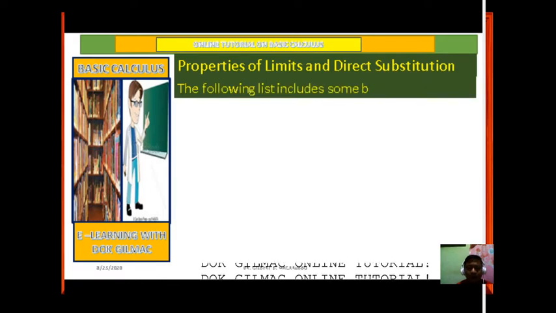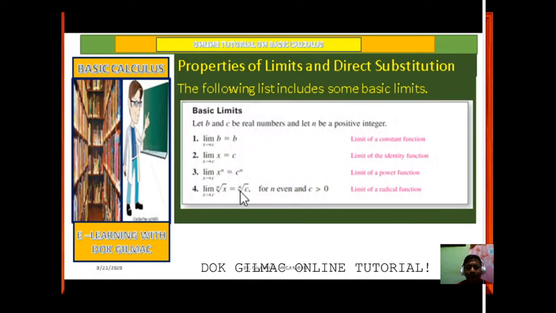The following list includes some basic limits. Let b and c be real numbers and let n be a positive integer. The limit of b as x approaches c is equal to b. So this is simply the limit of a constant function. The limit of x as x approaches c is equal to c. Simply this is the limit of the identity function.